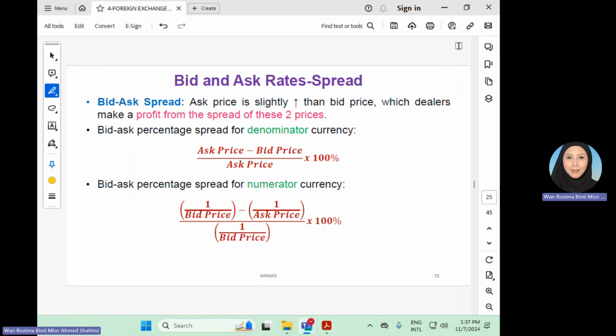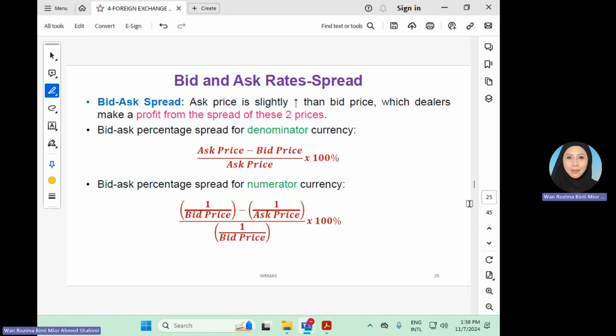Okay, so before that, what is bid-ask spread? Ask price is slightly higher than bid price, and dealers make a profit from the spread between these two prices. If you look from the perspective of the denominator, the formula is ask minus bid, divided by ask, times 100. This is a common mistake. Why? Usually students tend to write a different formula.